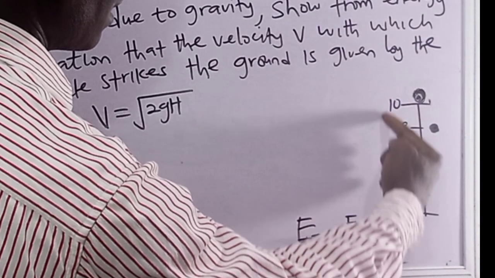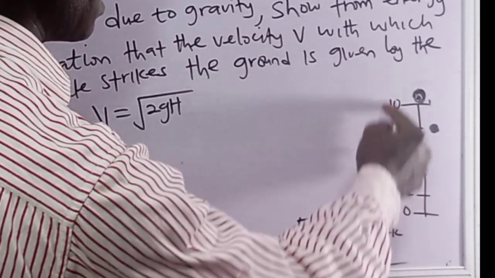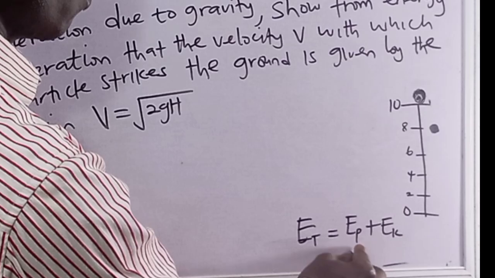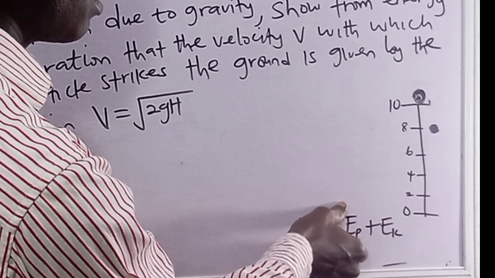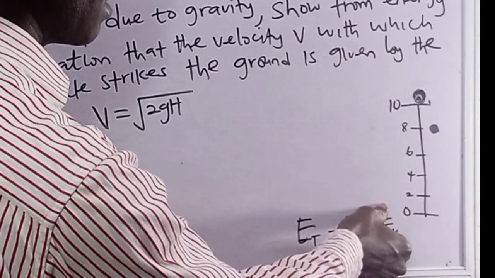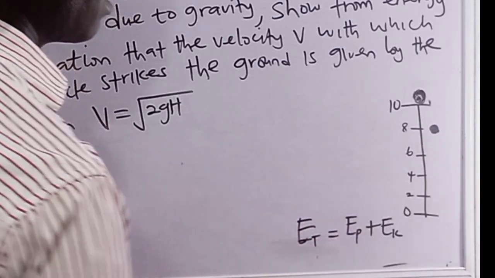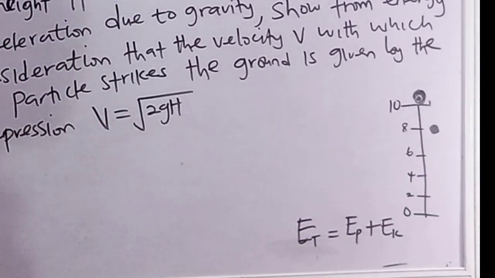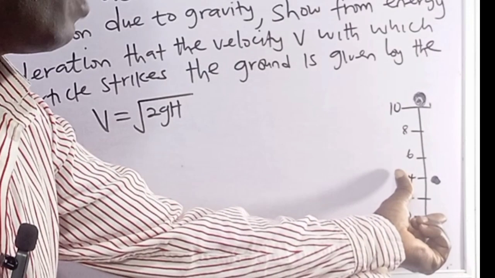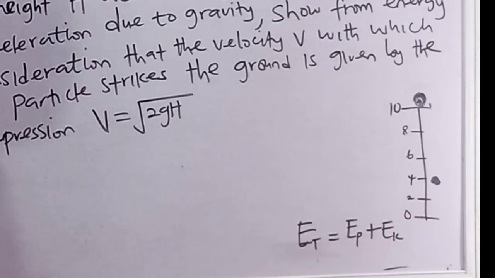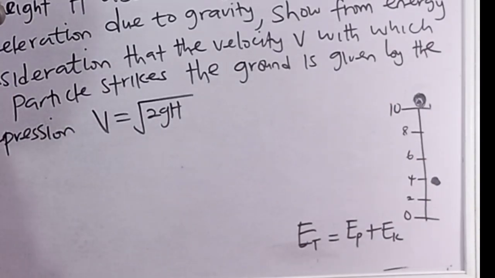the total energy can still be 10, because the total energy, which must be 10, is equal to the sum of the potential energy and the kinetic energy. So the loss in the potential energy is the same as the gain in the kinetic energy. Every loss in the potential energy is compensated by a gain in the kinetic energy.